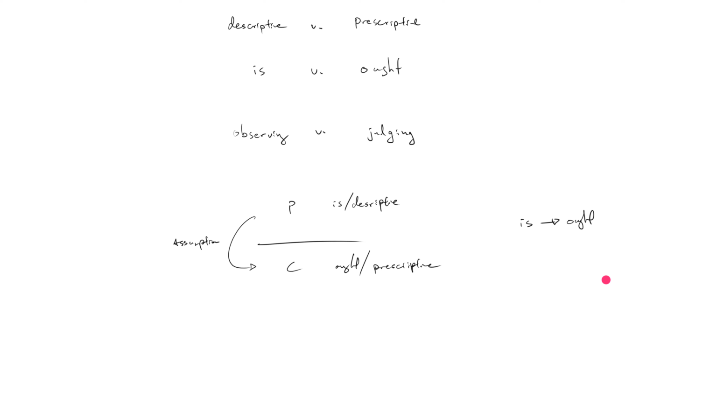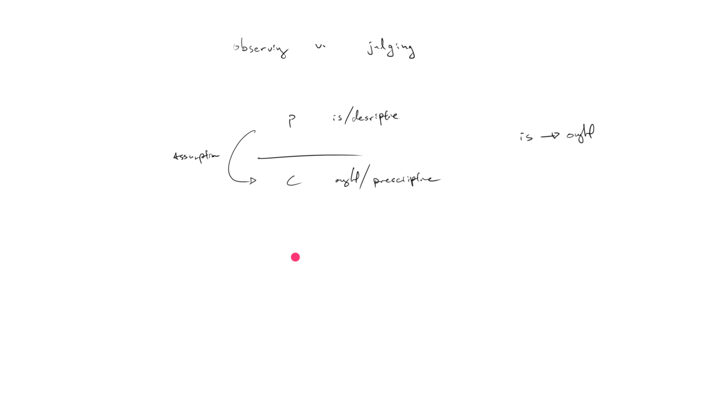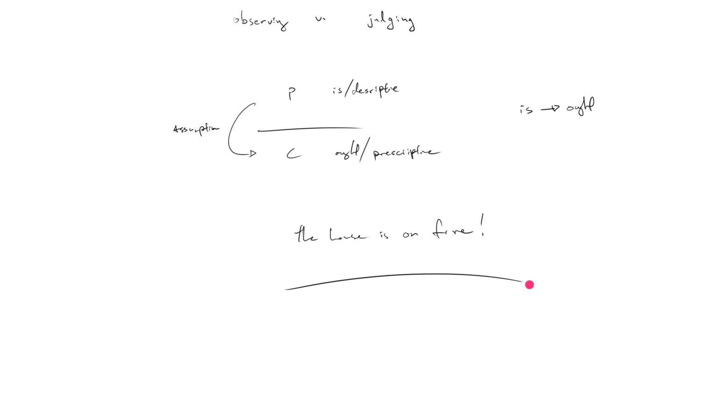Okay, so let's see an example of this. Let's say I tell you, look, the house is on fire! It's really on fire. And I say, okay, well, therefore, right? So I conclude from this fact that the house is on fire. Therefore, we should, or we ought to, put out the fire.